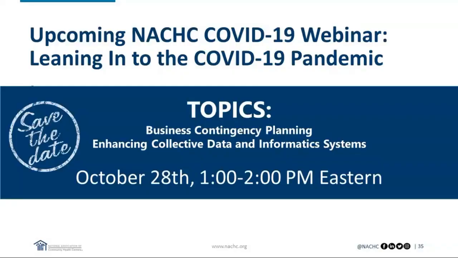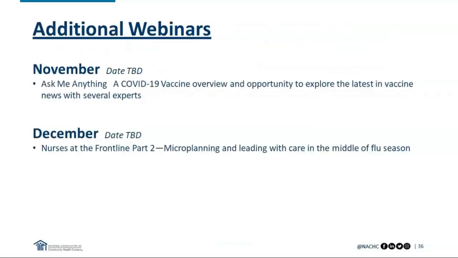First one, October 28th from 1 to 2 is a NAC COVID-19 webinar called Leaning Into the COVID-19 Pandemic. That will be about business contingency planning, which some of that you heard today, and collective data and informatics systems. So save the date for that one. Additionally, we don't have the webinar information yet, but we will be continuing this series, and we'll have an Ask Me Anything, which is a COVID-19 vaccine overview in November, and then in December, we'll continue the nursing conversation, nurses at the front line, on where we are then as things keep changing very quickly.